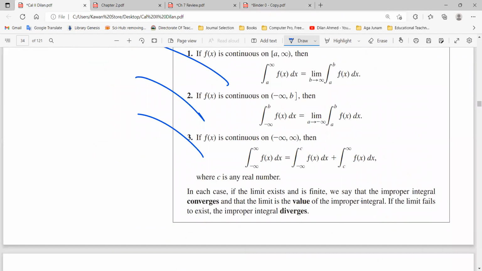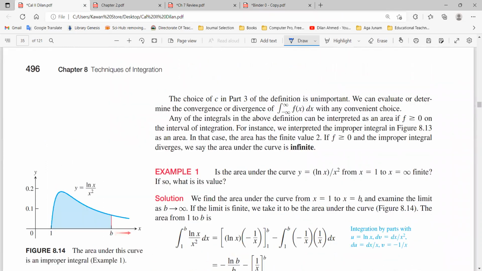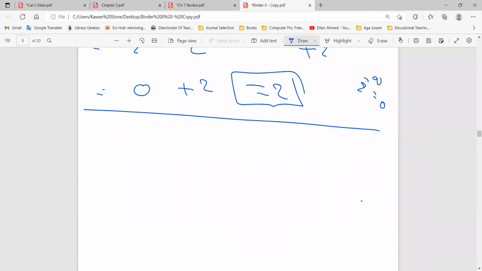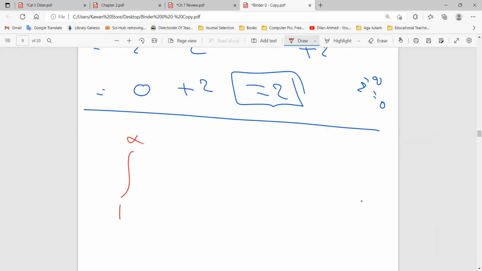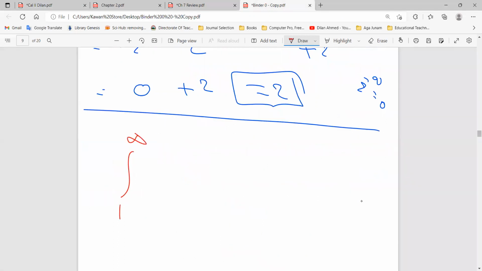So another example, you can see from type A, type B, type C. And in type A, we have 1, 2, 3 cases. Now I am going to solve from 1 to infinity. Look at the example kindly and try to solve the integral from 1 to infinity of ln of x over x squared dx. So how do we solve that one?